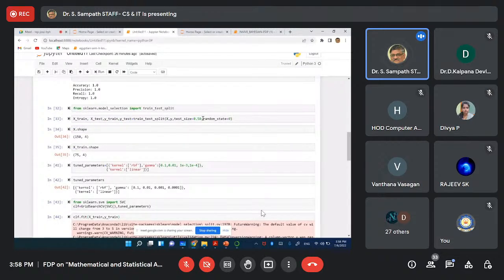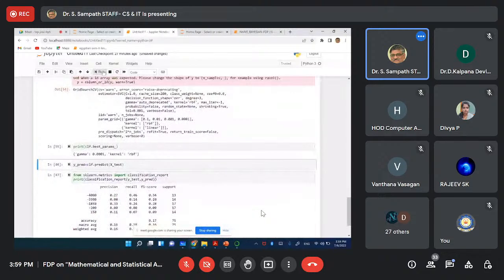Now let me just check. Instead of a test size of 50, let me take 30%, or I will take only 10%. I would like to use the majority for training. So let me run this. Now you are going to see things will change. 100% will change. No doubt about it.